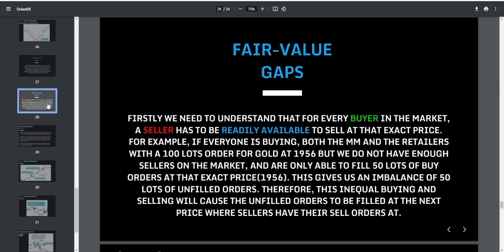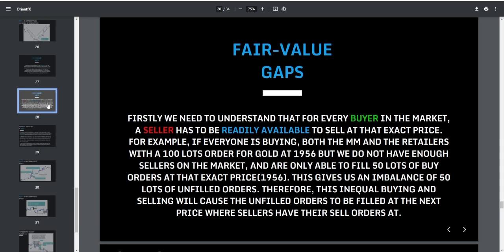So what happens, for example, both the market makers and the retailers have a 100 lots buy order for gold at 1956, but we do not have enough sellers on the market at that price because maybe no one wants to sell at that price, right? And what happens is it is only able to fill 50 lots of buying orders at the exact price, as an example, right? So there's 100 lots of buy orders at 1956, but there's only 50 lots of sell orders at 1956. So it creates an imbalance of 50 lots of unfilled orders at 1956.